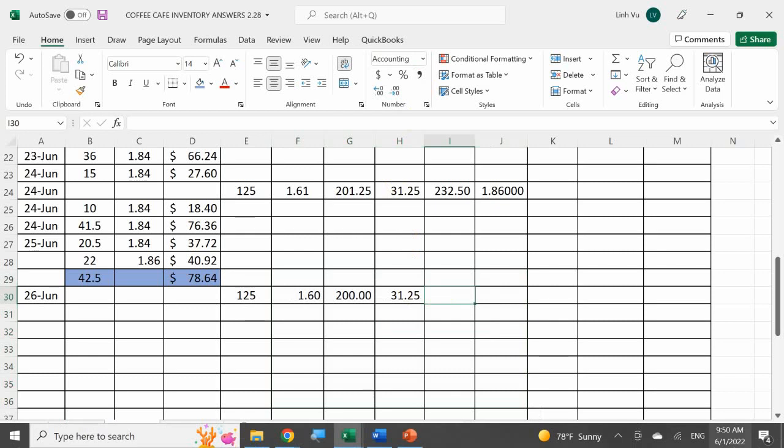Right, so that should give me a total of $231.25. In this case, because I'm still using FIFO for the Supreme coffee, I need to figure out what my cost per item is. In this case, it is $1.85.